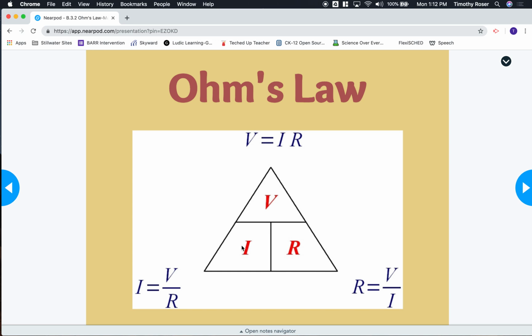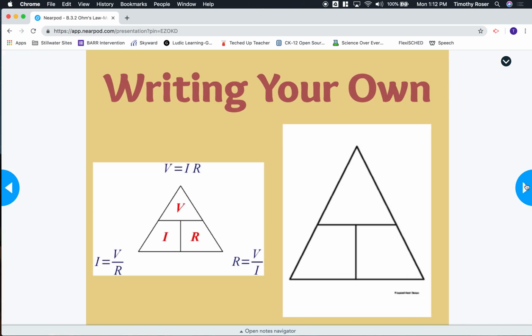Voltage on top, current and resistance on bottom. So, real quick, this is for STEM only, so if you're in physical science, you can go ahead and jump forward to the next slide. STEM, if you want to use a formula triangle for the test coming up here, you will need to make your own. Just take a note.